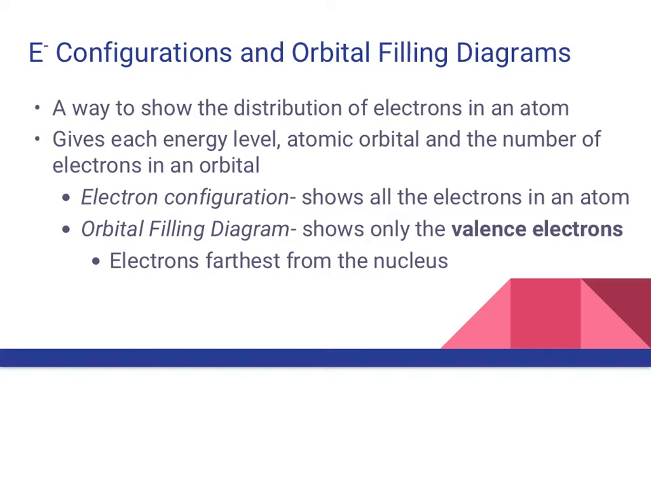The difference between the two is that an electron configuration is going to show all of the electrons that an atom contains. So for example, carbon has 6 electrons, so an electron configuration will show the placement of all 6 of those. An orbital filling diagram is only going to show what we call the valence electrons. And the valence electrons, we will see, are those electrons that are farthest from the nucleus. So an electron configuration shows all of the electrons. The orbital filling diagram is going to focus in on only those valence electrons.